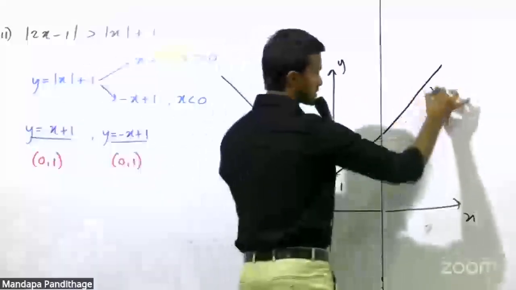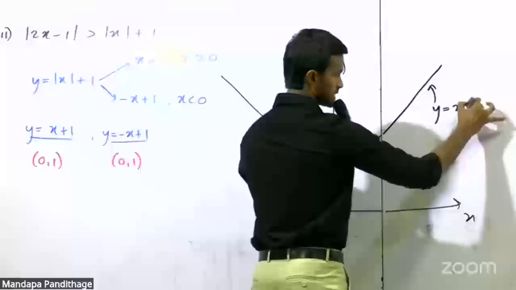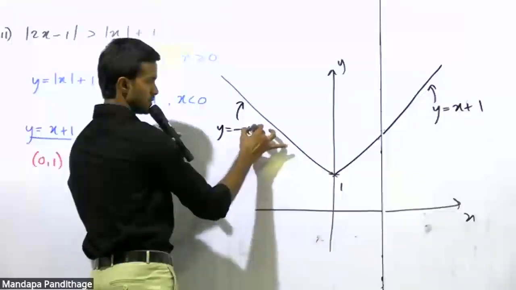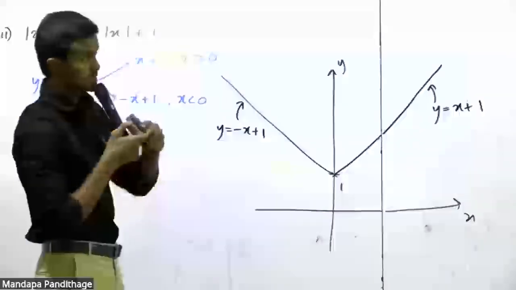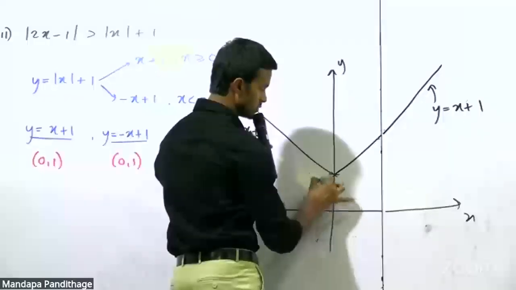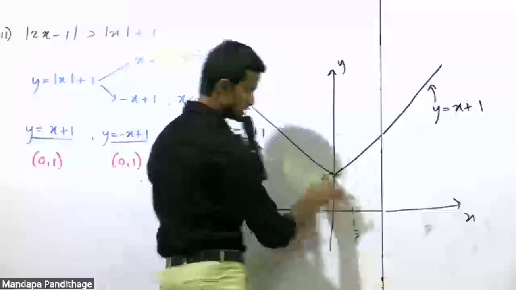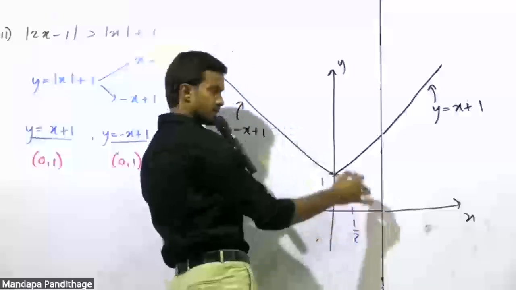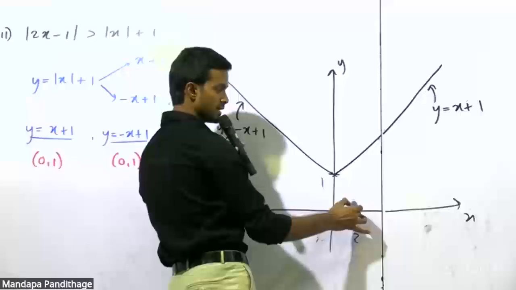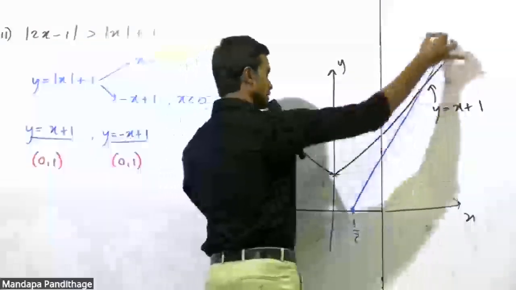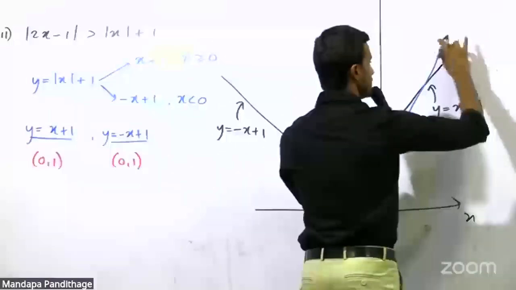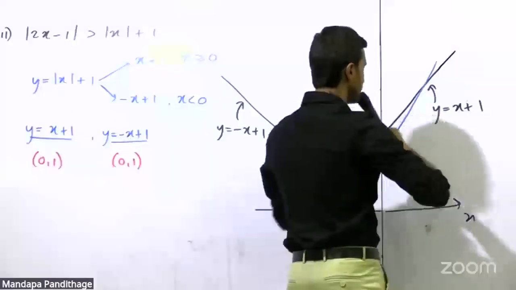So you can name this y equals x plus 1, and this y equals minus x plus 1. Then on the same Cartesian plane, draw y equals modulus of 2x minus 1. For that purpose, you can use that the intercept here is also 1. When it is 2x, the gradient is 2, which means the inclination should be greater. So there is a clear intersection point here.